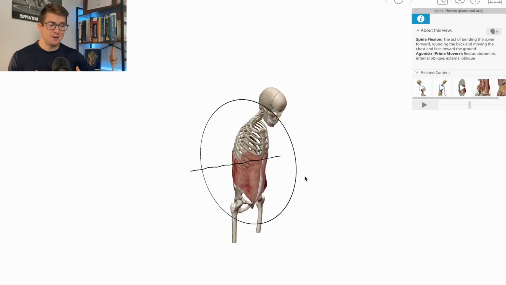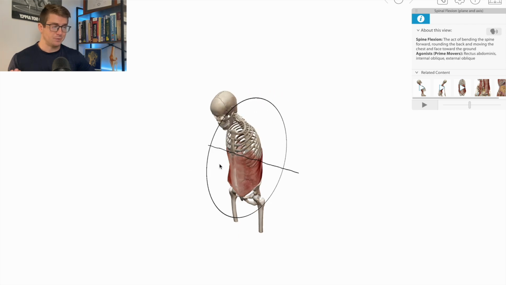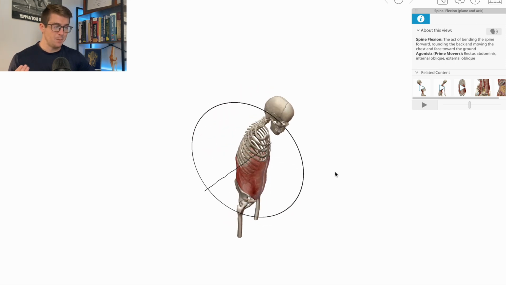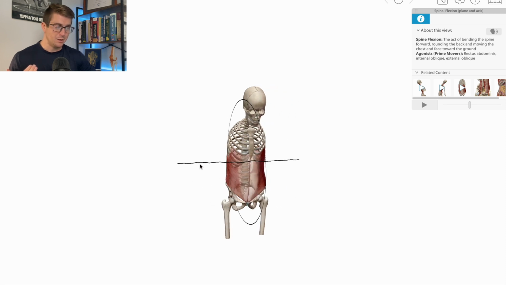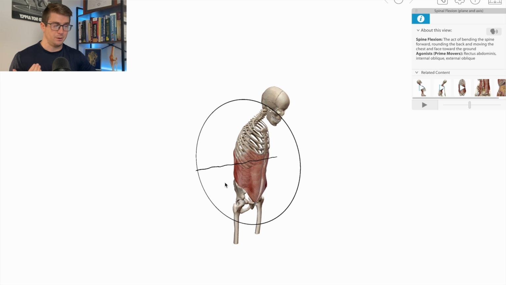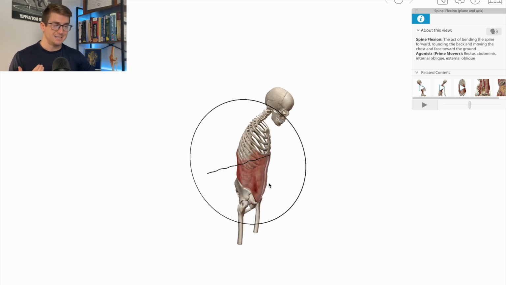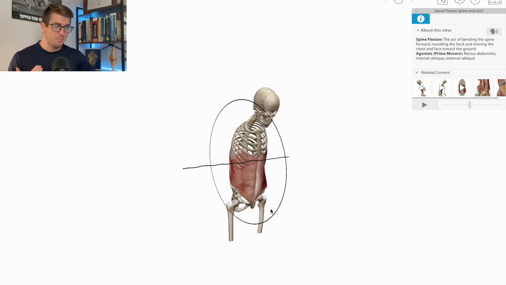So the first plane of movement that we're going to look at is the sagittal plane. And the sagittal plane, remember, a plane is just an imaginary flat surface going through the body. So if you can imagine, the plane is represented by the circle. Don't pay attention to the line for right now. Okay, we'll get there in later modules. But the sagittal plane is represented by this circle.